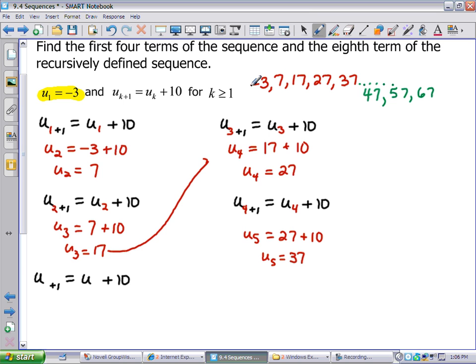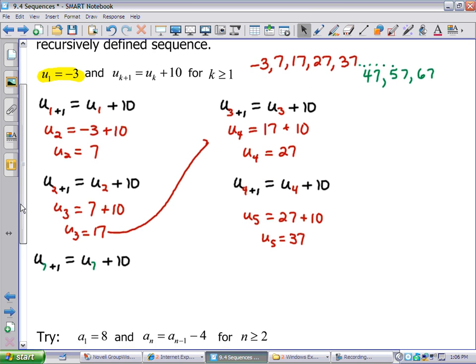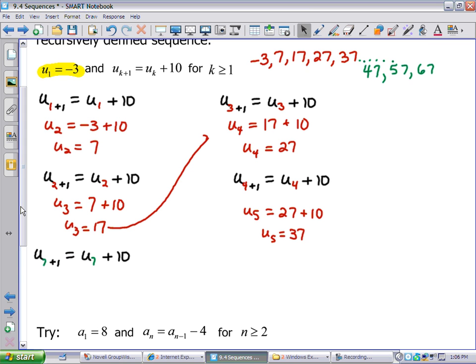Okay, well, let's prove that one because they're asking you to find the 8th term. Okay, the 8th term would mean I plug in 7 for k. If I plug in 7 for k, then you're going to have u sub 8 equals your u sub 7, which is 57, plus 10. And you could see here that u sub 8 is equal to 67. Okay, so this is defining a sequence recursively.